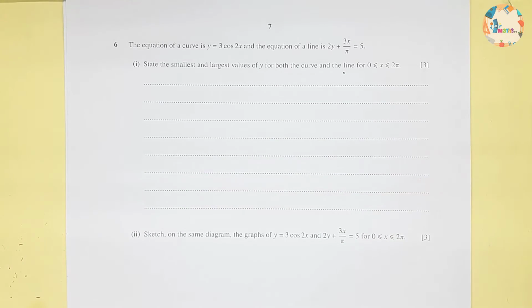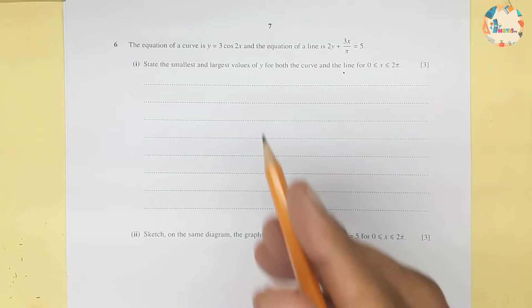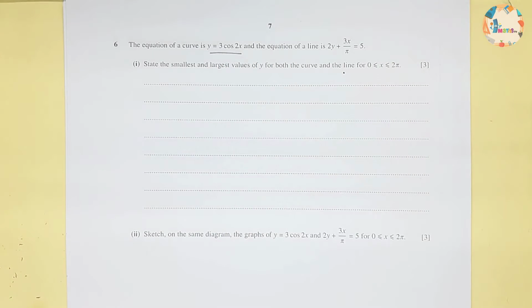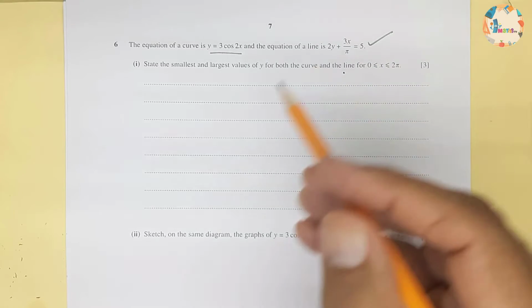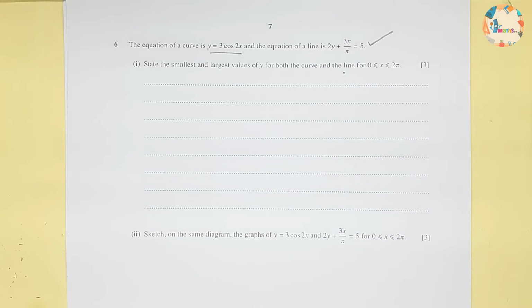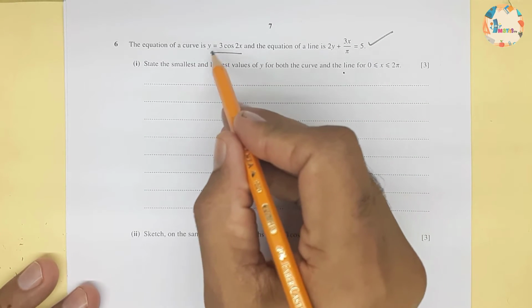Now question number 6. The equation of a curve is y is equal to 3 cos 2x, and the equation of the line is provided here. State the smallest and the largest value of y for both the curve and the line for this given range, which is from 0 to 2 pi. So for the provided range, we will be checking the values of y for this equation.